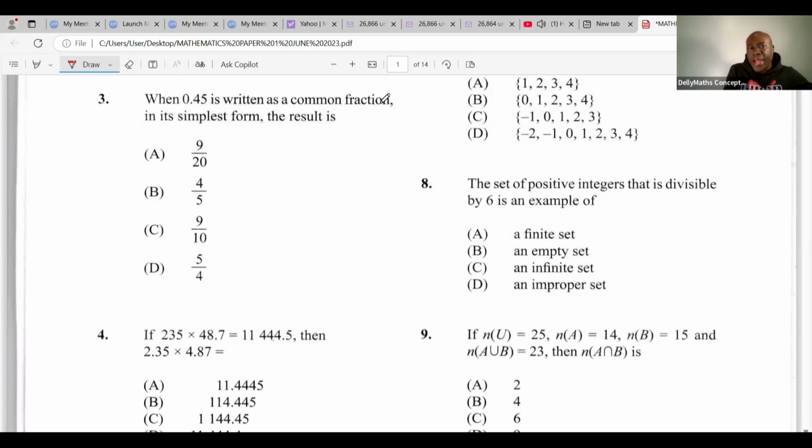0.45 is written as a common fraction in its simplest form, the result is what? Now, what we're going to do is to take our 0.45 and turn it into a decimal fraction. So basically, this is the same thing as 45 over 100. You could know by looking at the number of digits behind the decimal place. As you could see right here, we have 2 digits behind the decimal place, which means we need two zeros, with a 1. So it's a decimal fraction, and in all decimal fractions, the denominator starts with a 1 and then zeros after that. So in this case, we have 45 over 100.